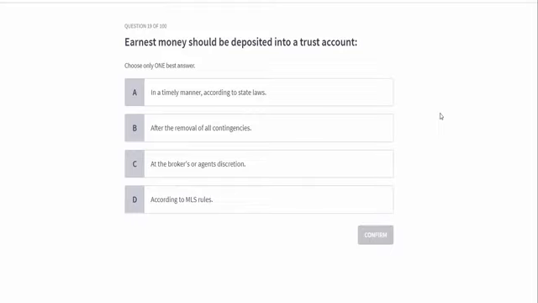Earnest money should not be deposited into a trust account. Or, I'm sorry, should not. It says should. Number 19, earnest money should be deposited into a trust account, and it gives us 4 options. A, in a timely manner. B, in a timely manner according to state laws. C, after the removal of all contingencies. D, at the broker's or agent's discretion, or, I mean, D, according to MLS rules. So like usual, here's an opportunity for you guys to come up with your answer.